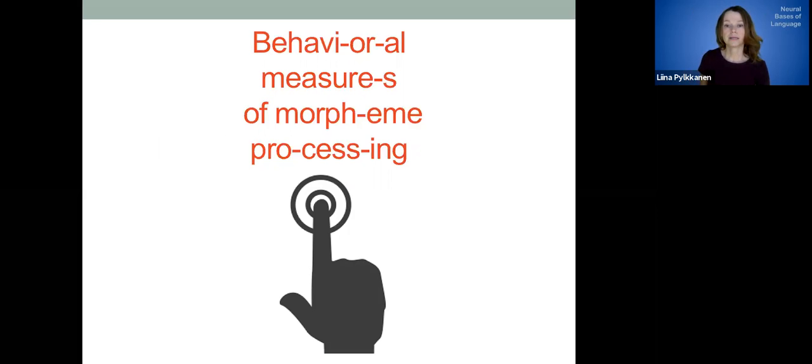Okay, moving on in morphology. Before we even start talking about the brain, I want to introduce you to some important behavioral results about morpheme processing.